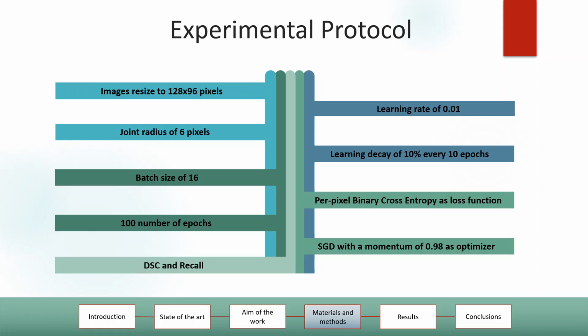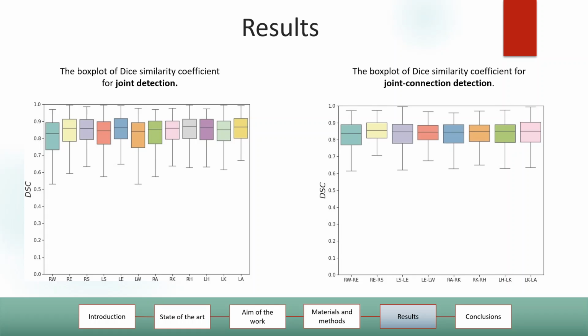The dissimilarity coefficient and the recall were computed to evaluate the performance of the detection network. The box plots of the dissimilarity coefficient for joint detection and for joint connection detection are reported. From these pictures, it is possible to observe that the interquartile range for joints was always lower than 0.160, while in the other case it was always lower than 0.120.